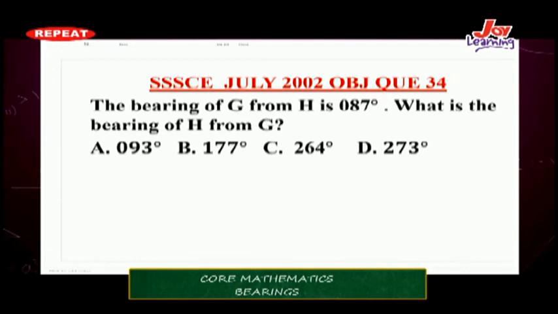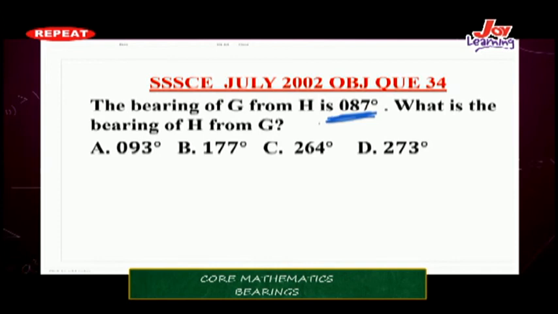The bearing of G from H is 087. What is the bearing of H from G? Back bearing. What is the given bearing? The given bearing is 087. Okay, let's ask ourselves, 087, is it less than our level, is it less than 180, or is it greater than 180? Obviously, 087 is 87. The zero came because true bearing is a 3-digit angle.